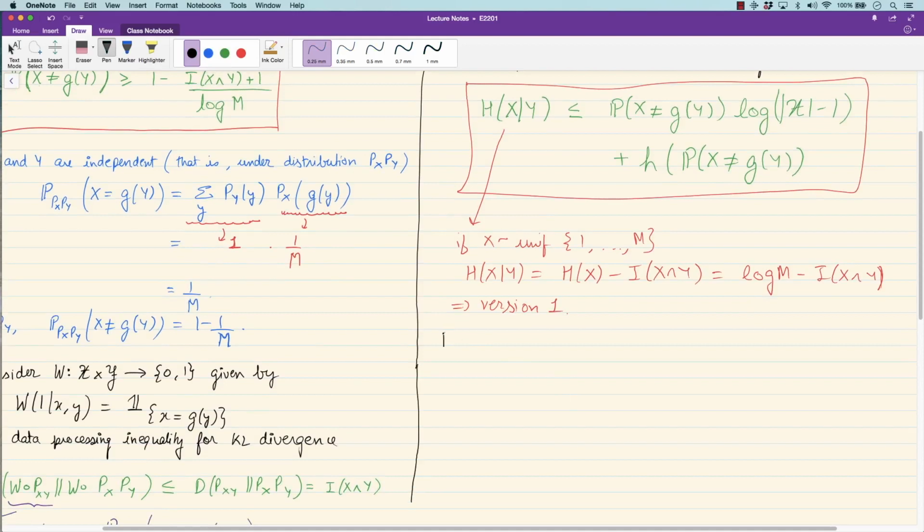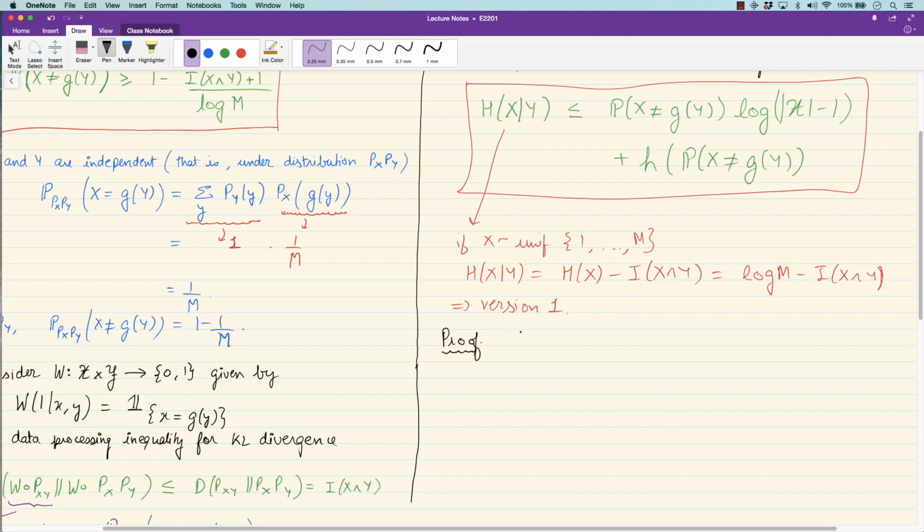So this second version now, let me try to give a different proof for it. This proof is quite brilliant actually, but in my opinion it's slightly more opaque than this one. So how does this proof go? It's a more standard proof. You can find it, for instance, in the Cover-Thomas book.